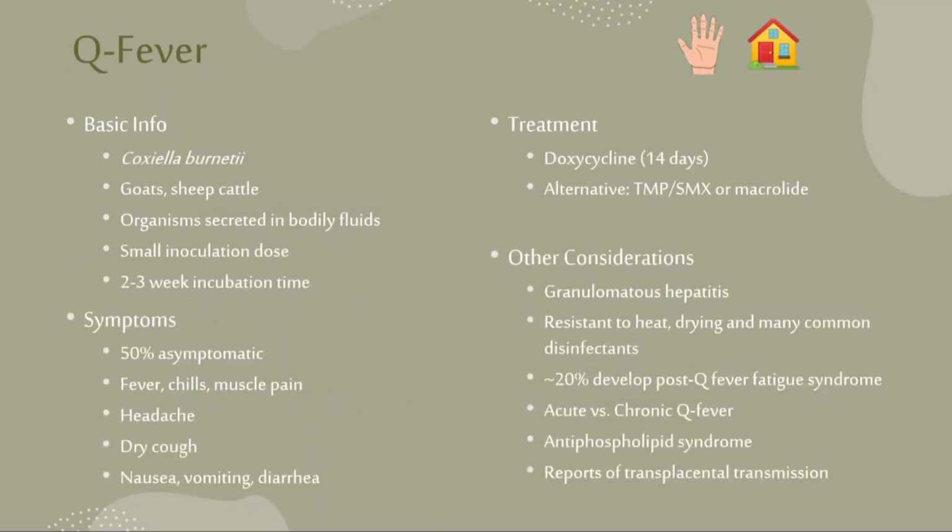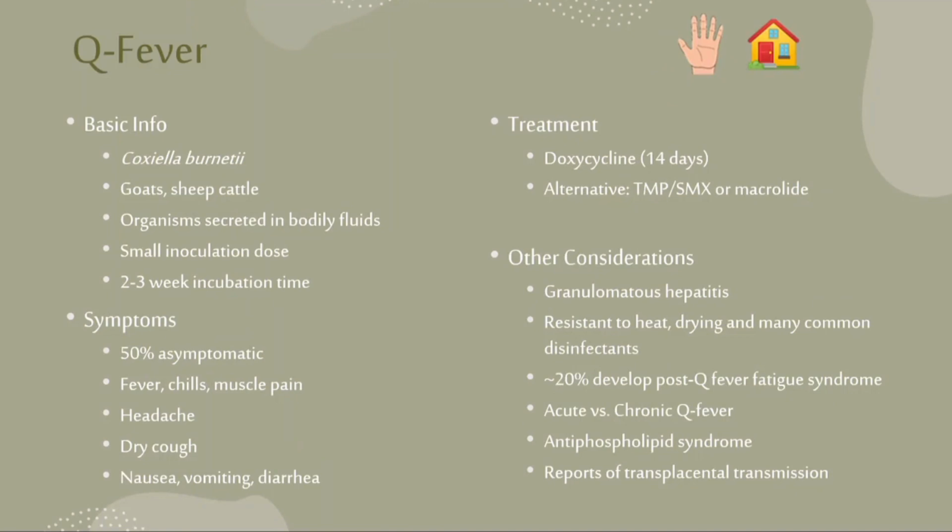So Q fever is another one that I feel like is more of a board kind of thing that we talk about, but happens not infrequently. So this one you can get from direct and indirect contact with animals. So this is Coxiella bacteria. We see these in goats and sheep and cattle. These are secreted in the infected animal's bodily fluids, so milk, urine. We see these in birth products, so placenta, amniotic fluid of these animals.